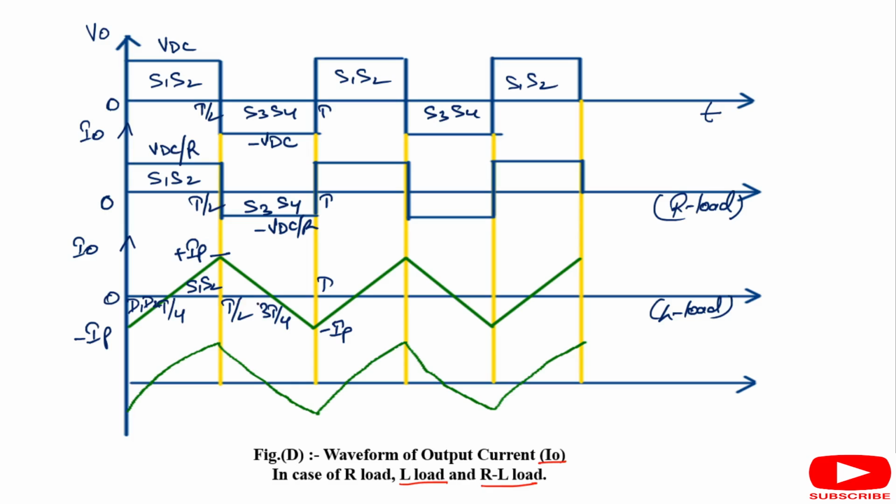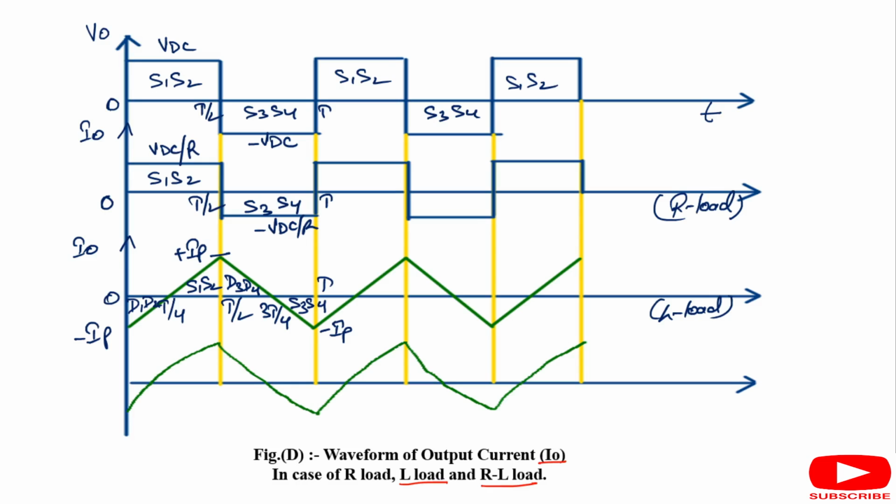In similar manner, for T by 2 to 3T by 4, D3 D4 is conducting, because for conducting the diode D3 D4, the output current should be positive but the output voltage should be negative. That's why the diode D3 D4 is conducting for T by 2 to 3T by 4. And for conducting the switch S3 S4, both output voltage and output current will come out to be with the negative sign. That's why S3 S4 is conducting for 3T by 4 to T.